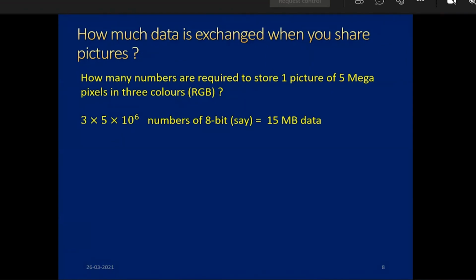If we think about your camera as having nominally, say, 5 megapixels in 3 colors, then how much memory is required to store those many numbers? It is 3 colors times 5 megapixels, which is 15 MB of data. But do you think when you take a picture and send it out to somebody, you're transferring that much information? No. How much do you transfer? Why is that so? Where does that information go away?